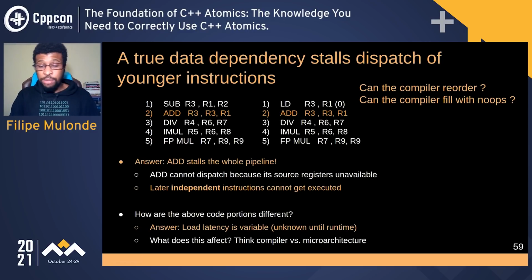And we also have another important question here. How are the above 2 code portions different? And the answer is that a load latency is variable. It's unknown until runtime. And another question is, what does it affect? We can think here about the compiler and the microarchitecture. And the question is, can the compiler, for example, reorder these instructions?